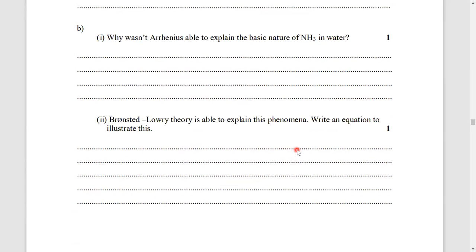For 1 mark, why wasn't Arrhenius able to explain the basic nature of NH3 in water? Well, basically because it doesn't form OH minus ions in solution, right? Ammonia dissolved in water. Ammonia does not have hydroxide. Ammonia does not contain hydroxide.